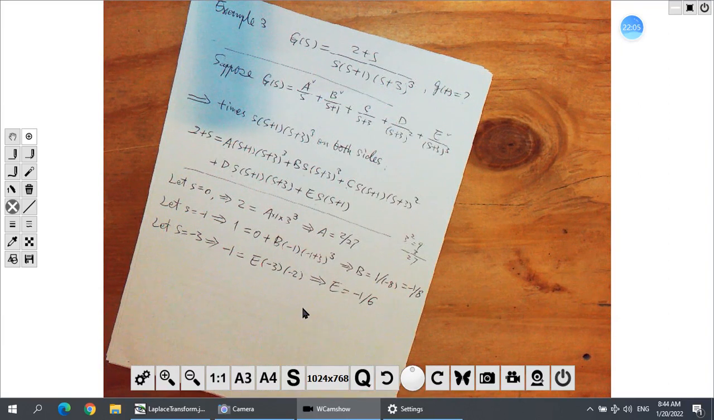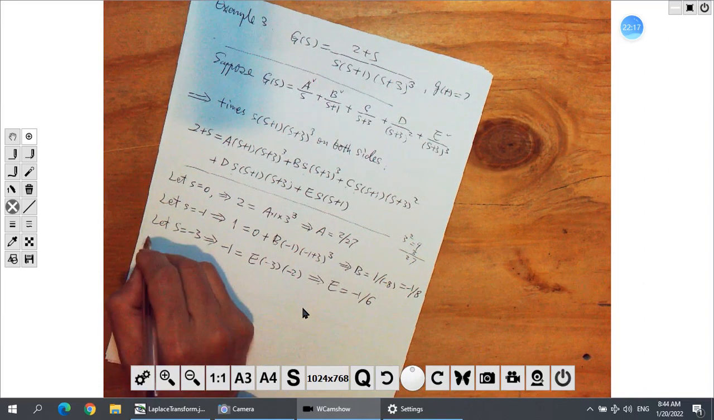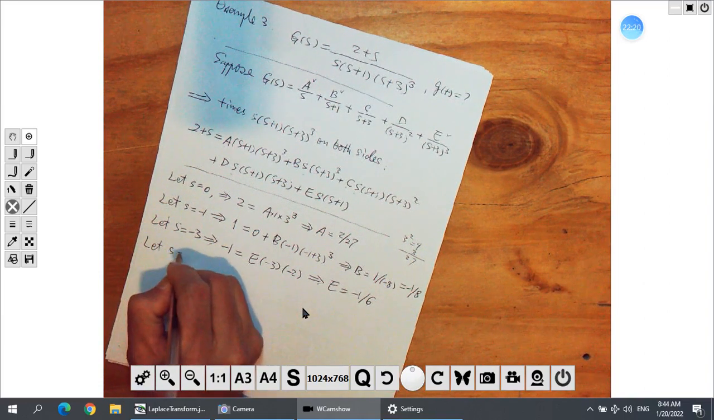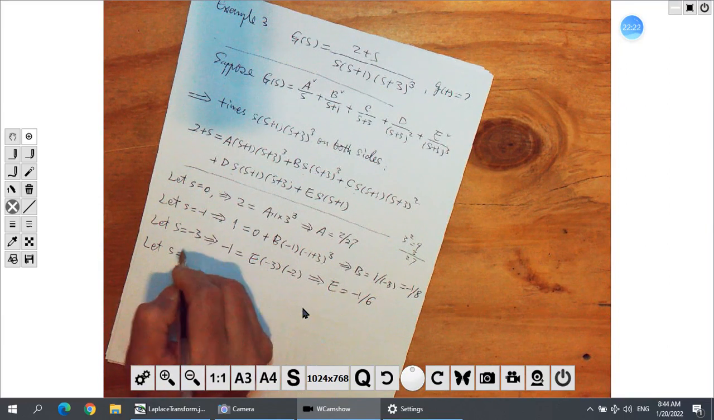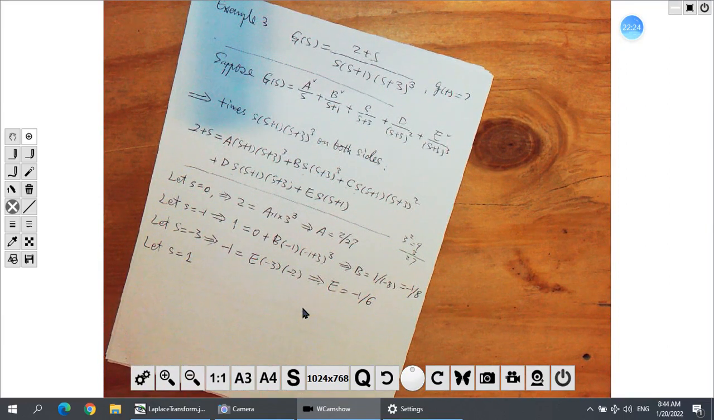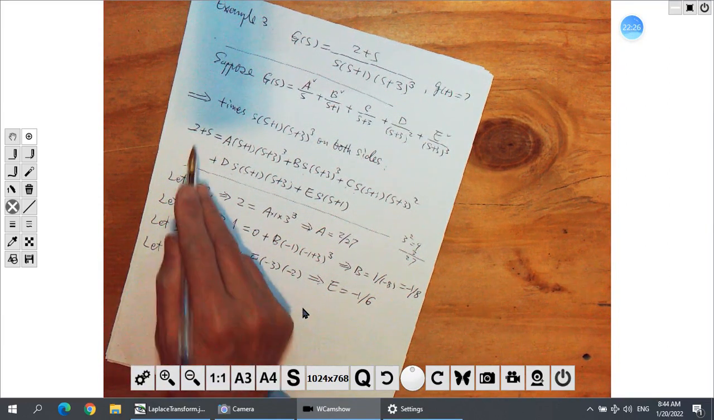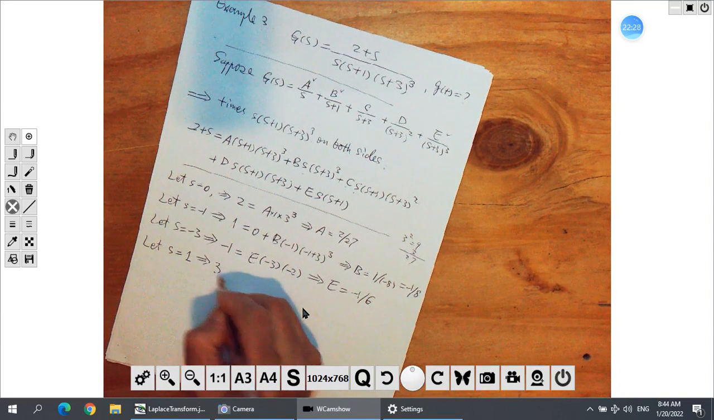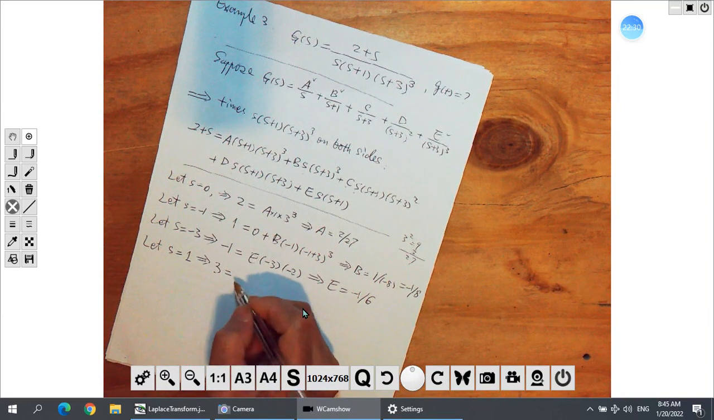Okay, then you can choose any value. Whatever, and we can try to use some smaller value, that will be simple, right? Now let s equal to, I have 0, -1, then choose +1, for example. Then I have s plus 1, I have 3, equal to, now we need all of them.